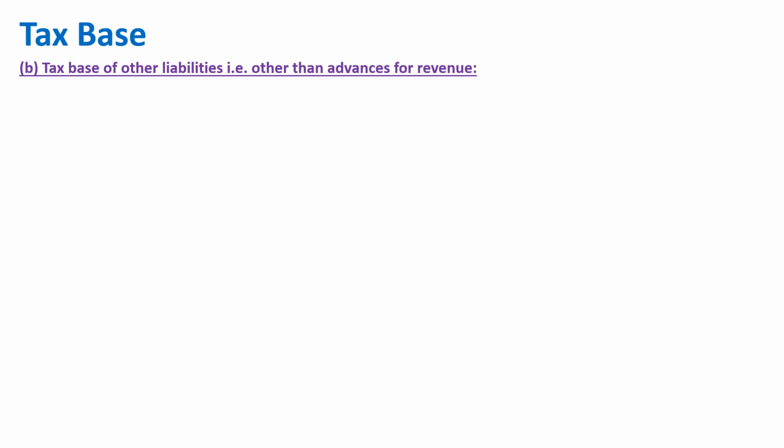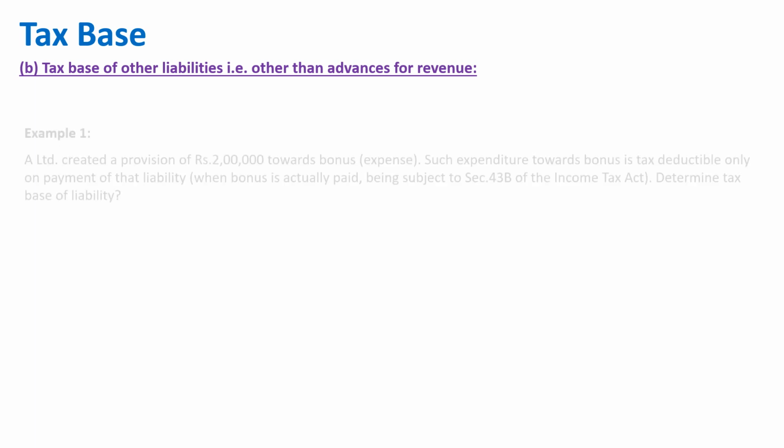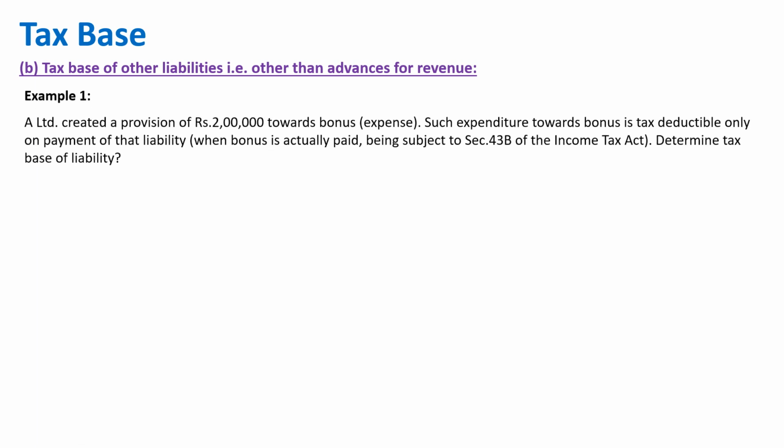Now let's take a few examples on tax base of other liabilities, that is other than advance for revenue. A Limited created a provision of rupees 2 lakhs towards bonus. Such expenditure towards bonus is tax deductible only on payment of that liability when bonus is actually paid, being subject to section 43B of the Income Tax Act. Determine tax base of the liability.